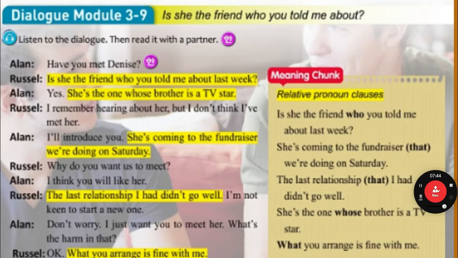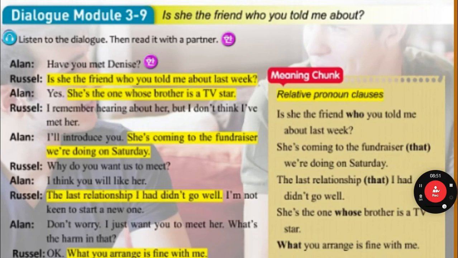Listen and repeat. Have you met Denise? Is she the friend who you told me about last week? Yes, she's the one whose brother is a TV star. I remember hearing about her, but I don't think I've met her. I'll introduce you. She's coming to the fundraiser we're doing on Saturday. Why do you want us to meet? I think you will like her. The last relationship I had didn't go well. I'm not keen to start a new one. Don't worry. I just want you to meet her. What's the harm in that? Okay. What you arrange is fine with me.